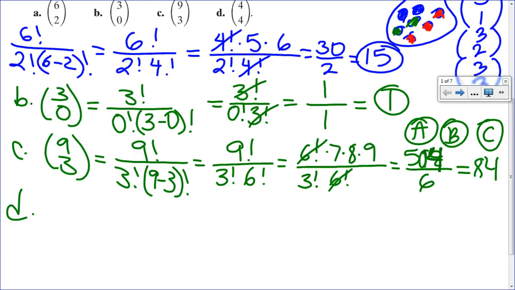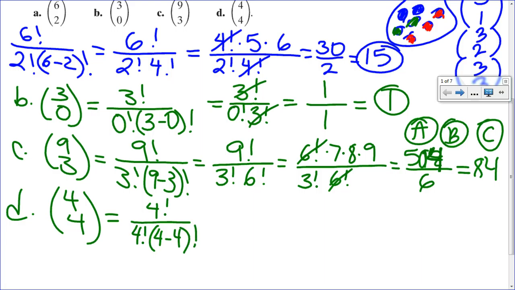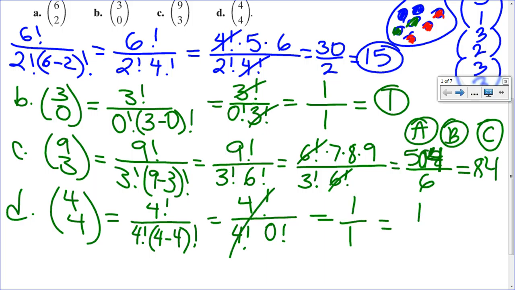And then for D, do you guys get a 1? Yes? Okay. And it makes sense. Think about you have something with 4 marbles, balls, and you're going to pick up 4. So how many ways can you get all 4? Just one way, right? So 4 factorial over 4 factorial, 4 minus 4, 4 factorial, 0 factorial. 1 over 1, which is 1.